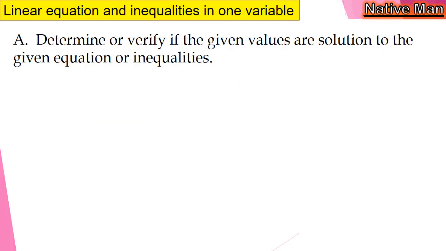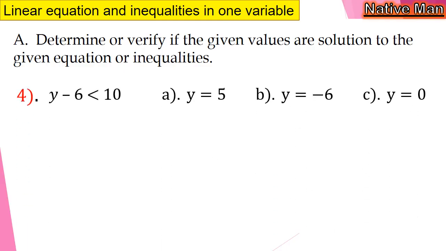Okay, so how about this number 4 example? Y minus 6 is less than 10. So, this time, yung ating pong given ay inequality. Okay? So, let's try. For letter A, y is equal to 5. B, y is equal to negative 6. And C, y is equal to 0. So, verify po natin kung solution or not. So, let's start with letter A. Y is equal to 5.